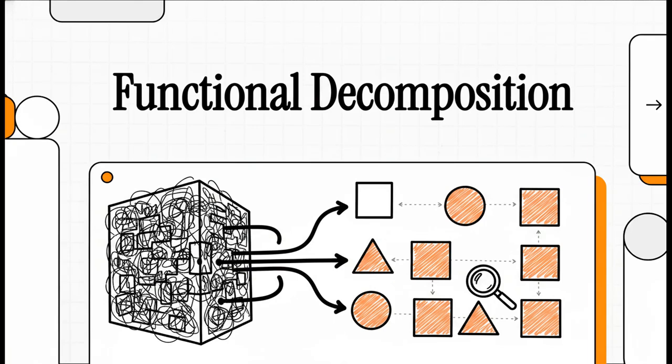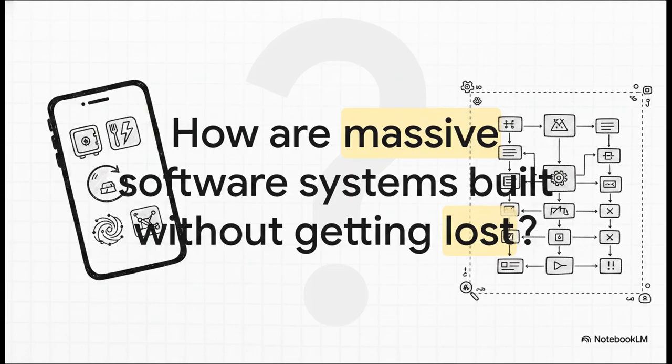Have you ever wondered how developers manage to build those huge, complex apps we use every single day? How do they do it without the whole project just collapsing under its own weight? Well, that's a huge question for any software developer, and today we're going to explore a really elegant solution. It's called functional decomposition. Just think about it for a second.